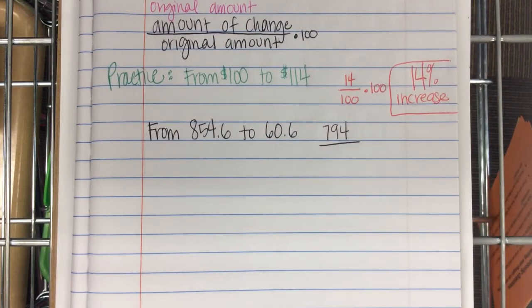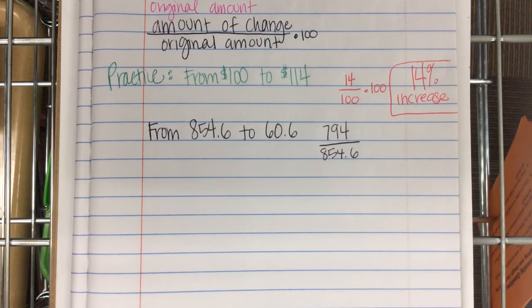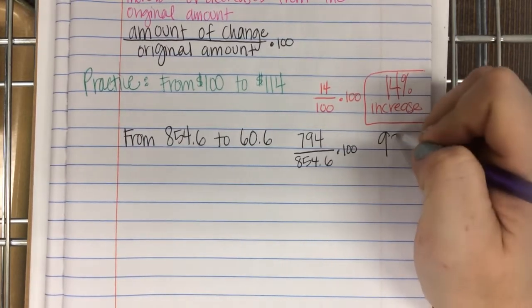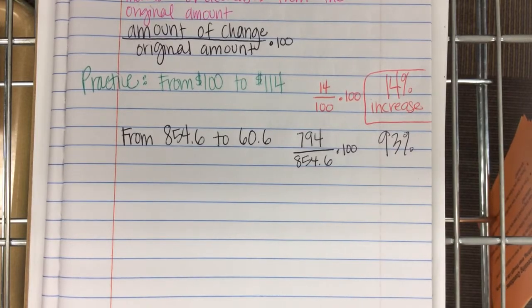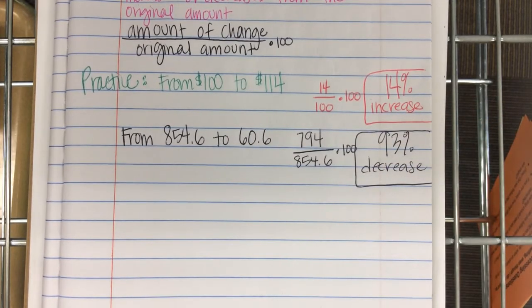Now, 794 divided by 854.6, the original amount, times 100. What do you get? 92.9, so let's round it up to 93. But I'm not done. Decrease. Faith, what is it? Decrease 92.9. And it's a decrease because I went from 800 to 600, right? Why would you round it up to 93? Because it's 92.9.